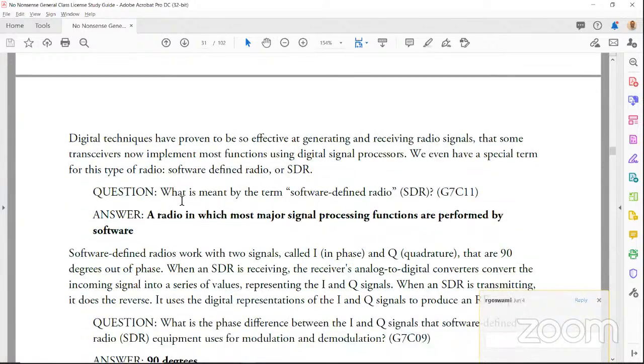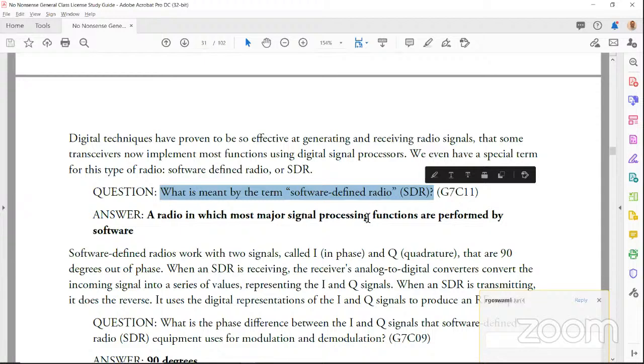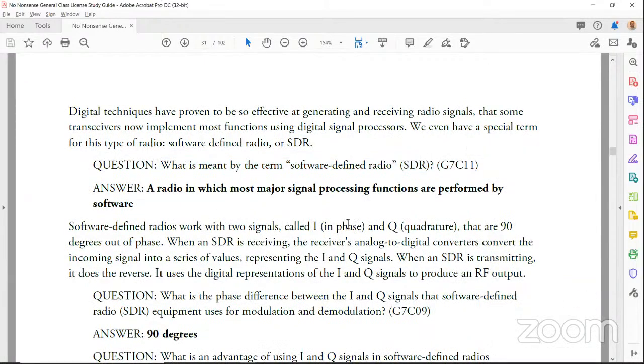Okay, next question in the question pool. What is meant by the term software-defined radio, or SDR? Remember we said that's the in thing, the latest, hottest technology in amateur radio. What is meant by SDR? Well, it's a radio in which most signal processing functions are performed by software.